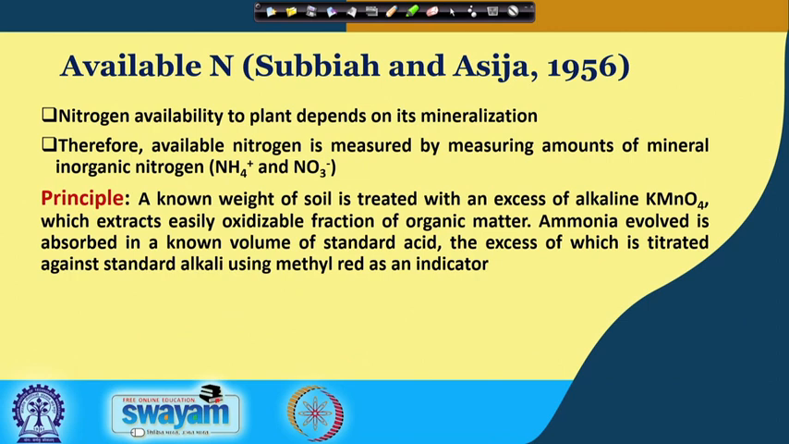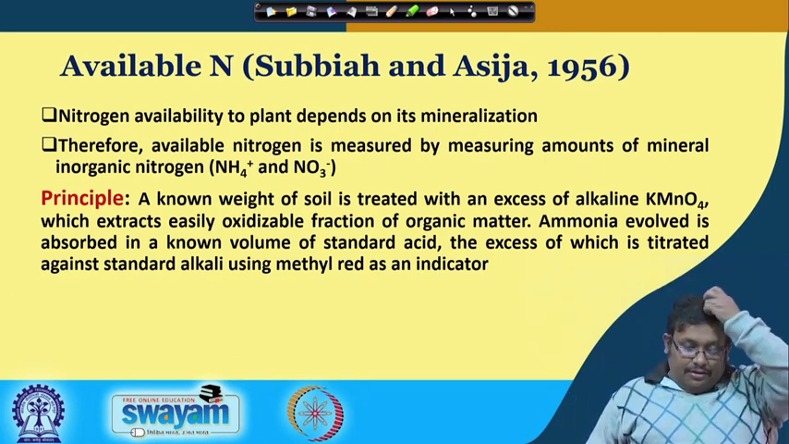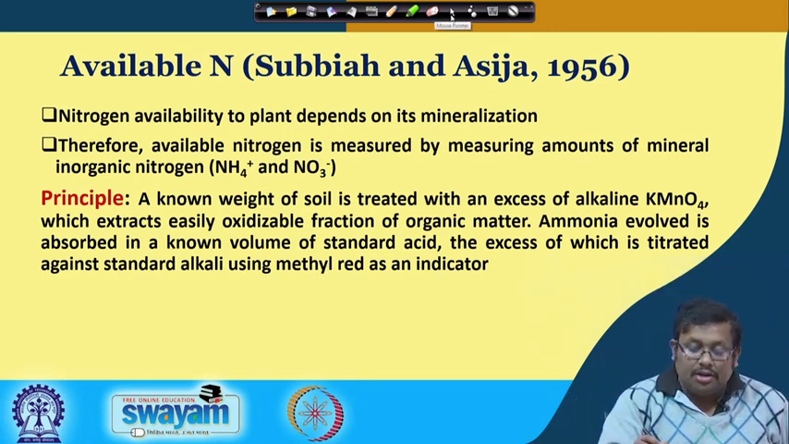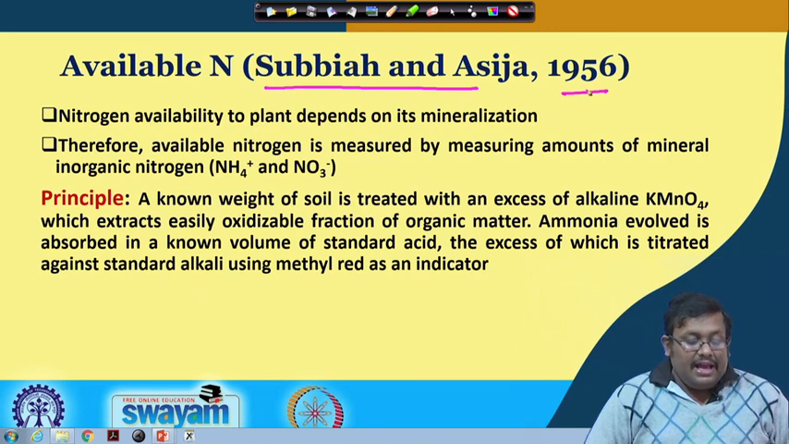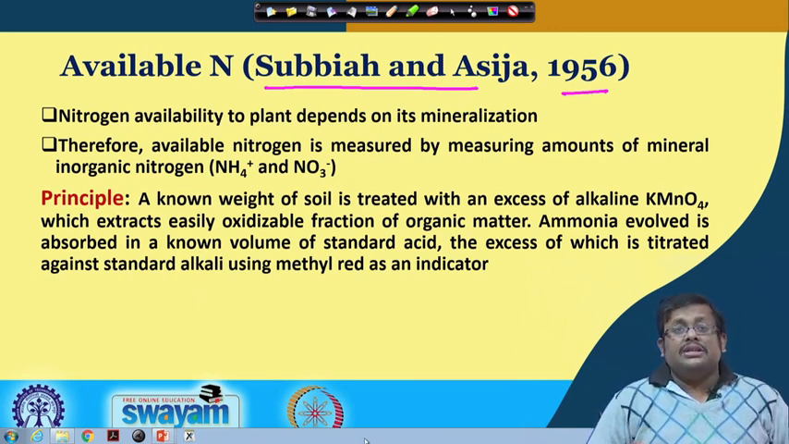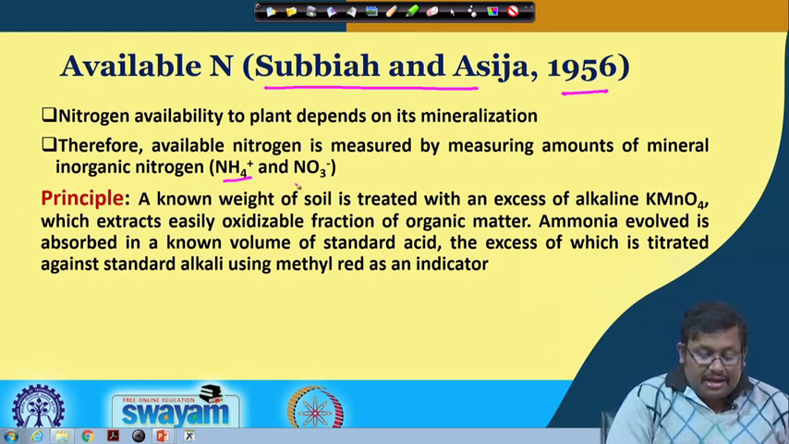Now guys, you know that available nitrogen is basically the summation of both ammoniacal as well as nitrate nitrogen, because plants can avail both forms of nitrogen for their growth. Now this measurement of available nitrogen in the laboratory is based on the method given by two scientists called Subbiah and Asija in 1956. Remember that nitrogen availability to a plant depends on its mineralization, and therefore available nitrogen is measured by measuring the amount of mineral inorganic nitrogen, that is ammonium and nitrate.